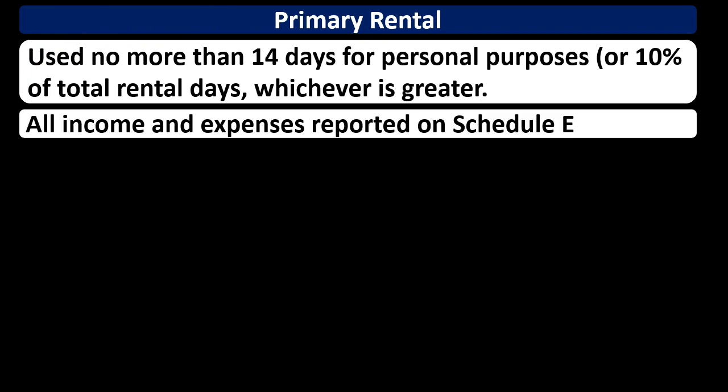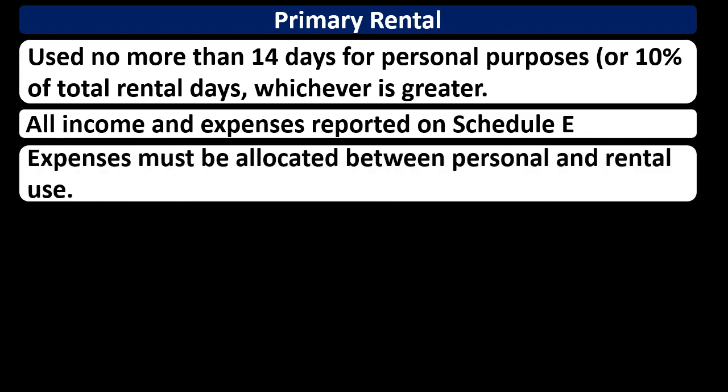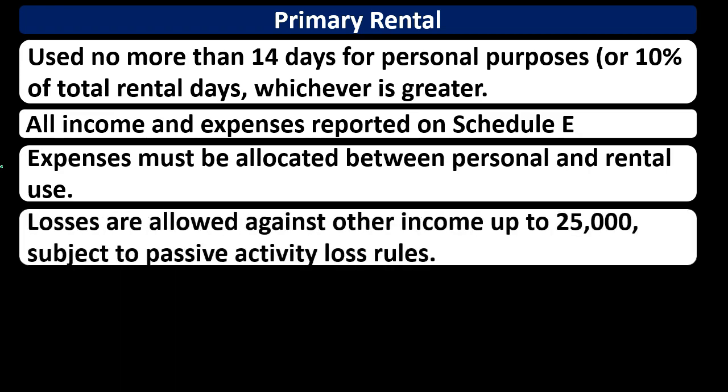All income and expenses are reported on Schedule E, so we're going to report this on Schedule E. Expenses must be allocated between personal and rental use. So if we know that the expense is personal as opposed to rental, then we need to allocate those out and record the rental expenses on the Schedule E. Losses are allowed against other income up to $25,000, subject to passive activity loss rules.